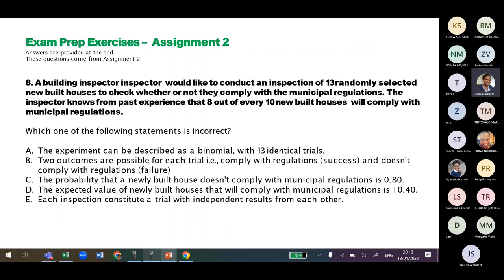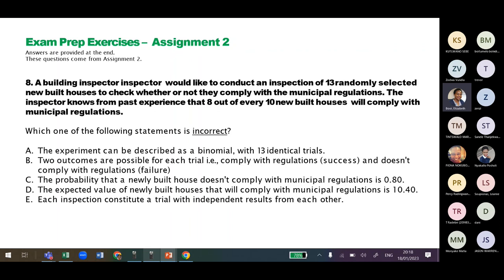Let's first answer this question and see if we will need the table. A building inspector would like to conduct an inspection of 13 randomly selected new built houses to check whether or not they comply with the municipal regulation. The inspector knows from past experience that 8 out of 10 new built houses will comply with the municipal regulation. Which one of the following statements is incorrect? So we're looking for the incorrect statement.